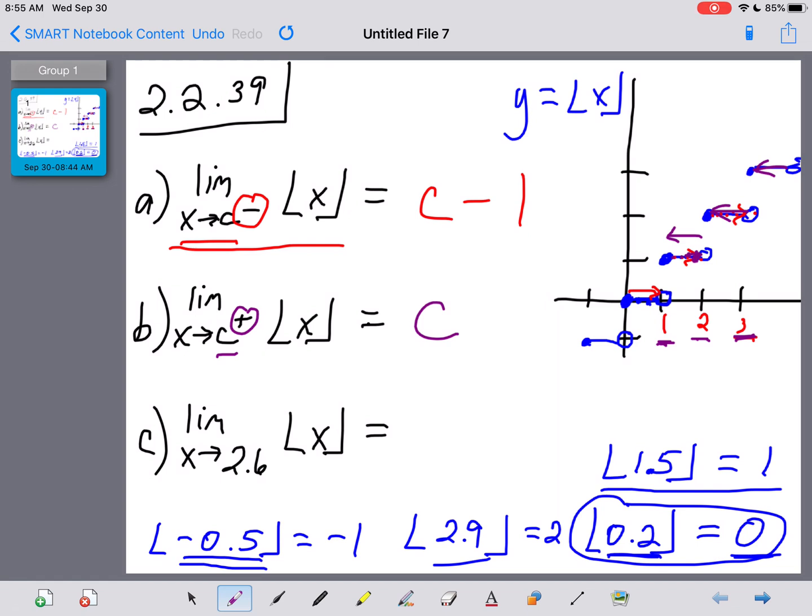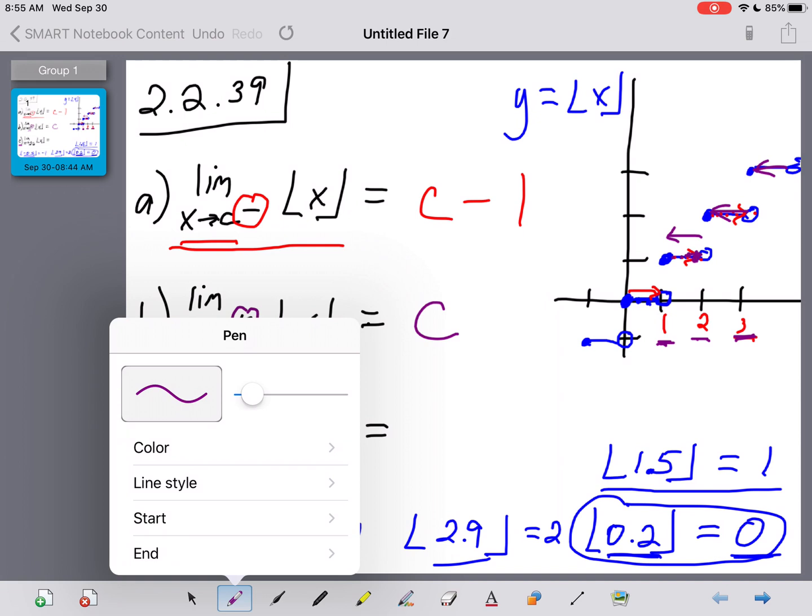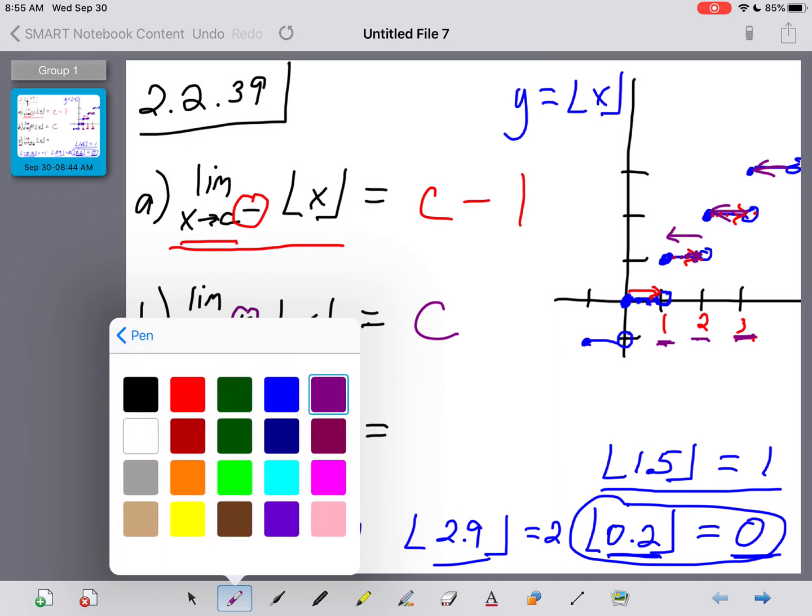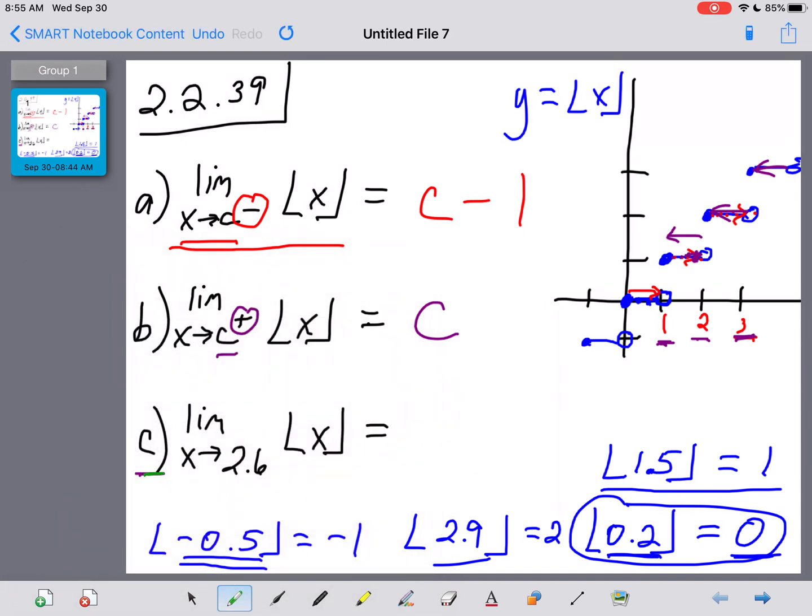And problem C is a little bit goofy now. Let me switch colors one more time on you guys. We'll go to green for this one. The weird thing about C is they're now not asking you to consider a limit as x approaches an integer, but rather a decimal. 2.6 is obviously right there, almost in the middle between 2 and 3. So we're talking about what happens as x approaches that green dot from both directions.